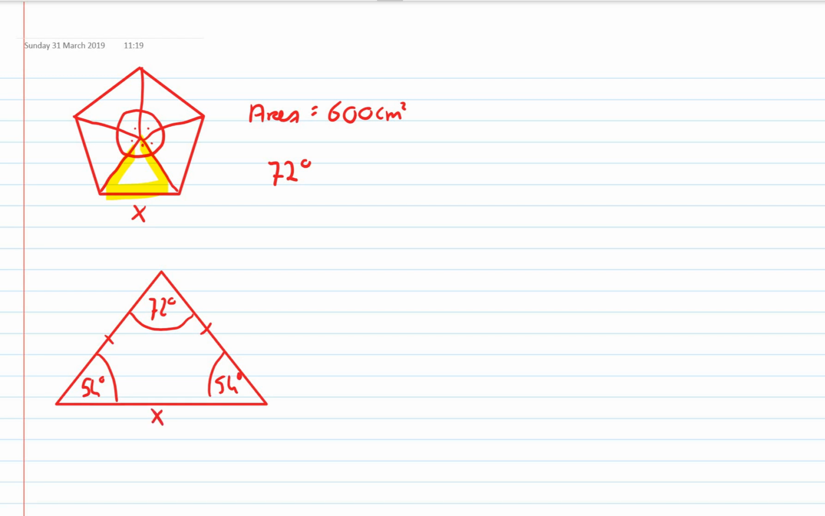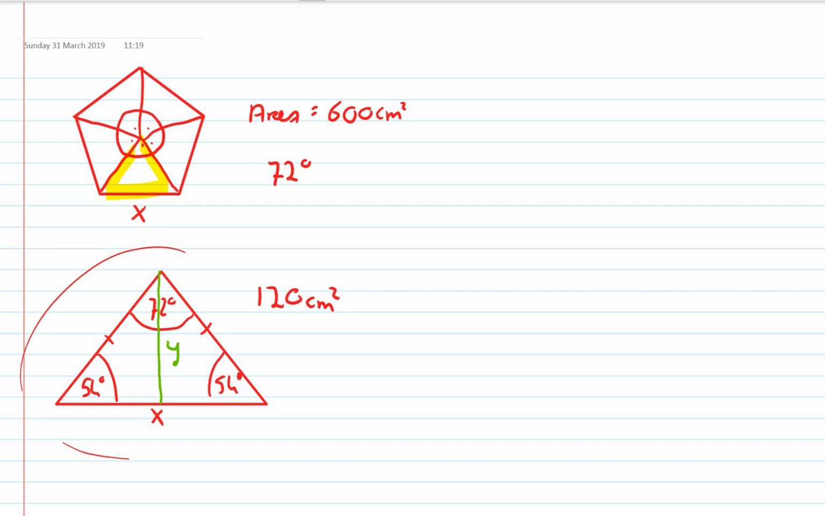And remember, I'm looking for that side. Now here's what I'm thinking. I know I could find the area of this triangle very easily. The area of the whole lot, or 5 of them, is 600. So the area of one of them is 600 divided by 5, which is 120 centimeters squared. Now if I could just get the height of that, I could use my half base by height formula to work back and see what the base actually is. So I'm going to call that height y. Let's see if I can find it.